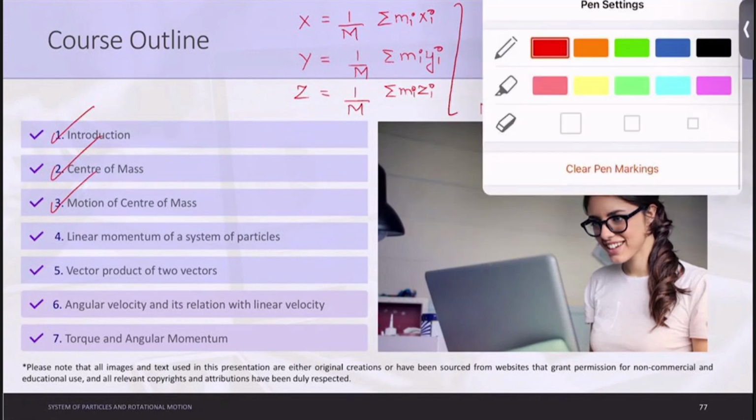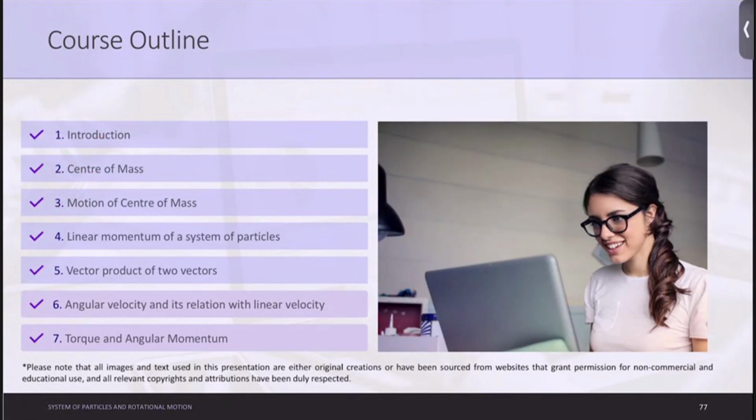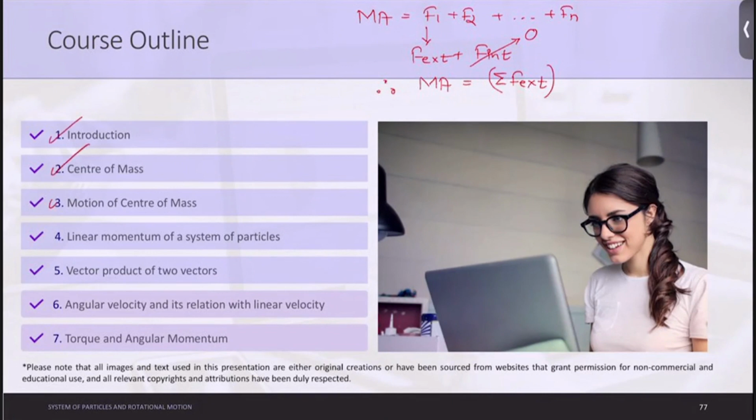After this, we can write m1 a1 plus m2 a2 and so on as capital M into a, which is equal to F1 plus F2 and so on until Fn. And we know that every force is a summation of external force plus internal force. But according to Newton's third law of motion, the internal force sums to 0. Therefore, we can write mass into acceleration is equal to summation of F external of the whole system of particles. Okay, fine. Then in the next concept, we understood linear momentum and also how linear momentum is conserved.